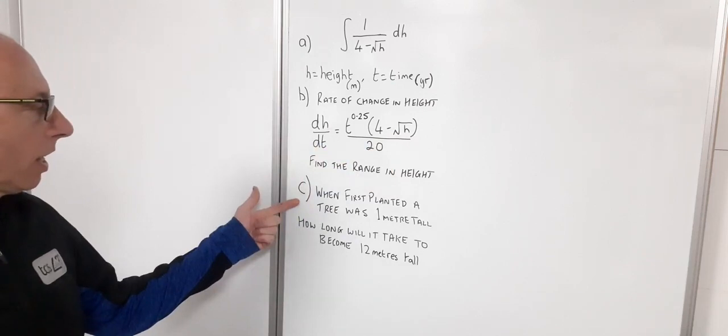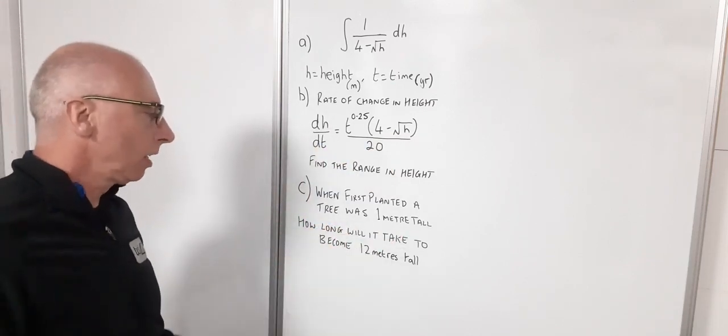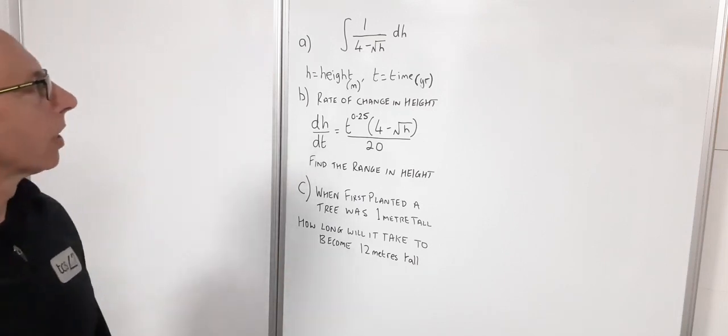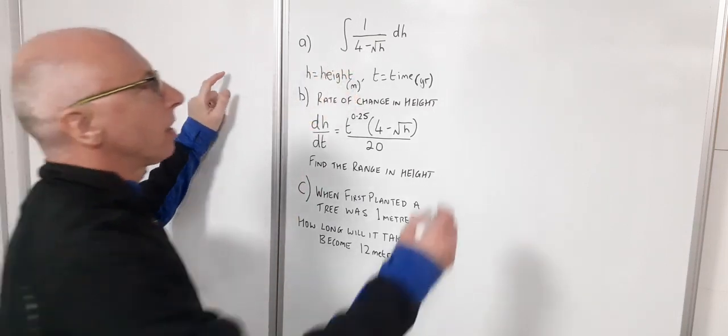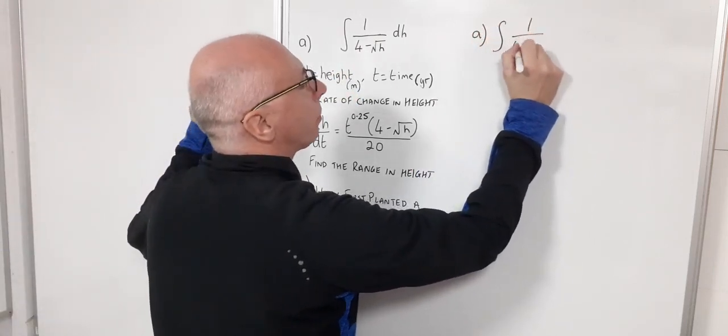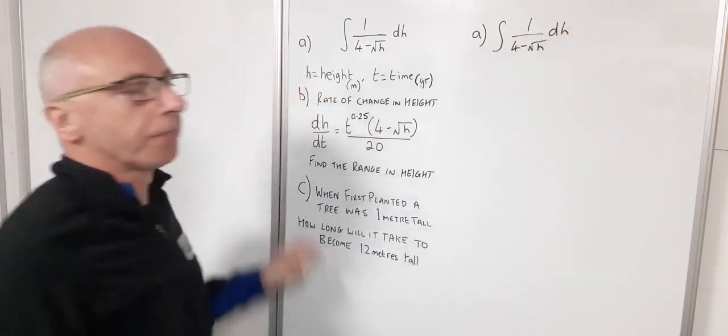And then part C is when a tree was first planted, it was a metre tall. How long will it take to be 12 metres tall? So that's part C. So first of all, let's go straight into this integral. So we've got the integral of 1 over 4 minus square root of h dh.